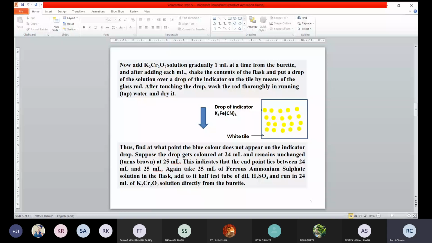Suppose you get a blue color. What will you do after that? 10 ml you have added, you will check. You get a deep blue color. Then add another 10 ml, straight away, 11 to 20. Again, take out a drop, shake the contents, bring it in contact with the indicator on the tile and see what color you are getting. Suppose you are getting blue. Again add 10 ml from the burette into the conical flask and check. Now say you get a brown color in the third go. If this is happening the third time, what will this tell you? About the range of the endpoint, where it can lie.